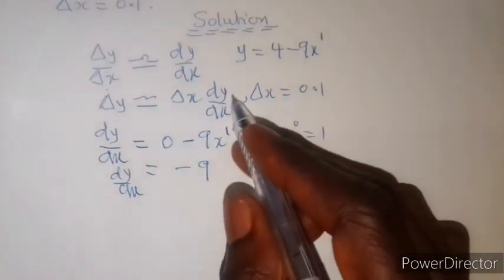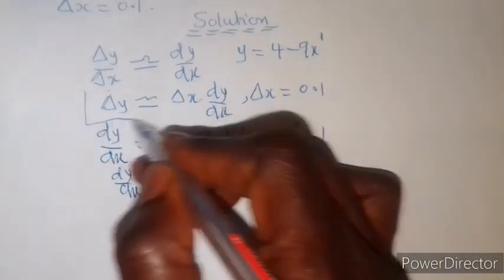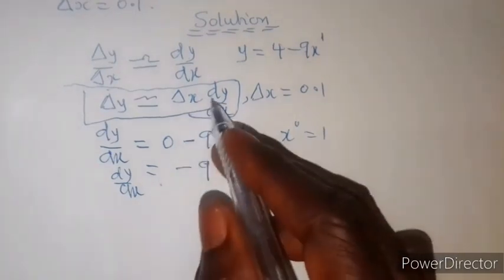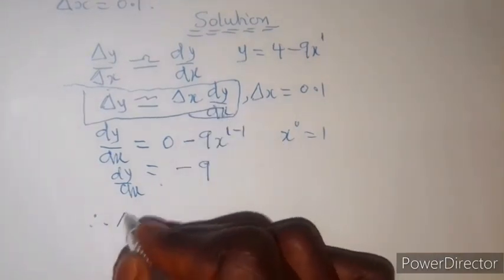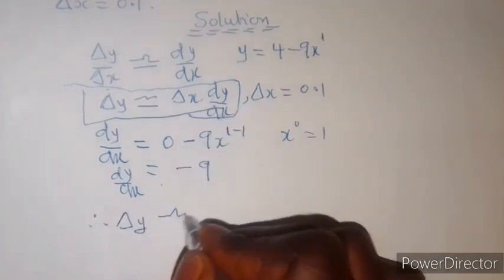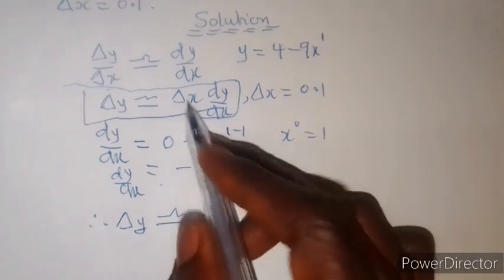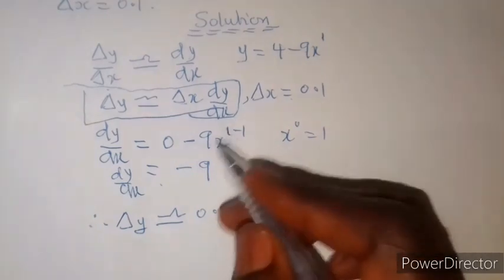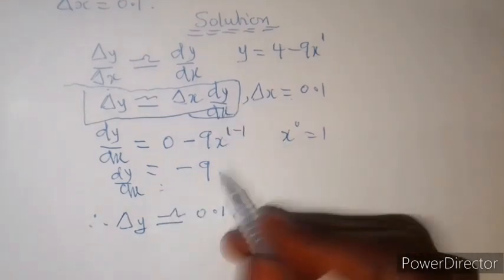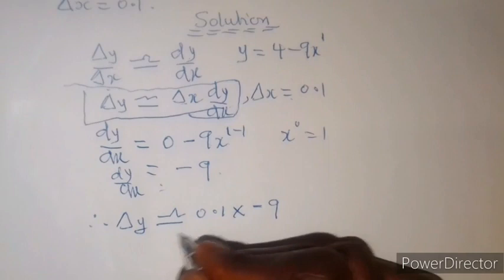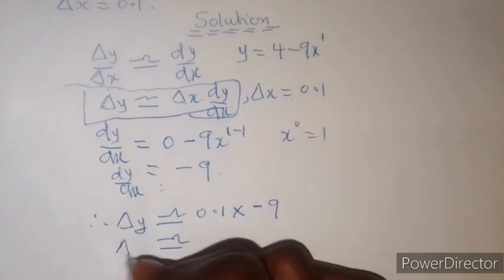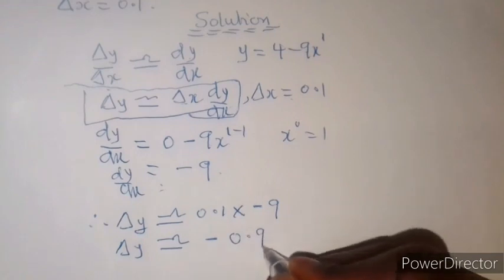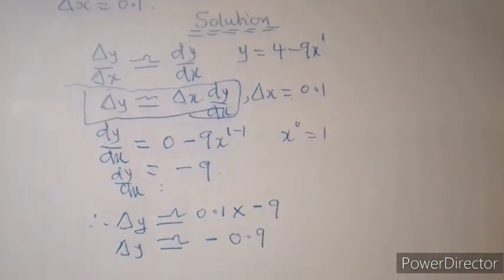So what do we do? We bring it to this expression that we have here. We are going to plug in this value here. So we can conclude by saying that delta y is roughly approximate to the value for delta x, which is 0.1, multiplied by the value we got for dy/dx, which is minus 9. And in doing this, our delta y will become minus 0.9, and this is the answer to this question.